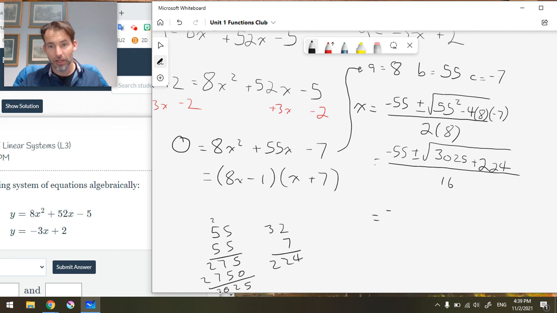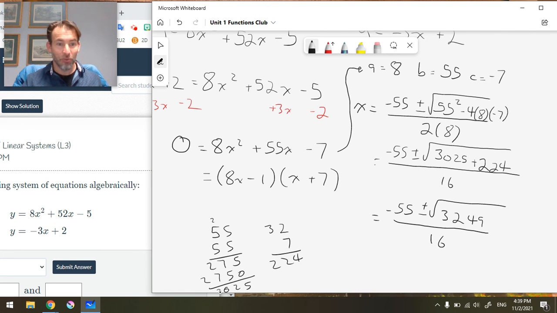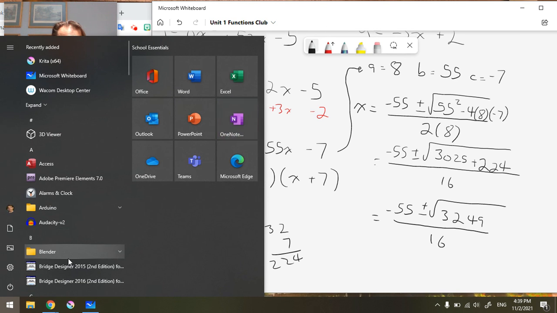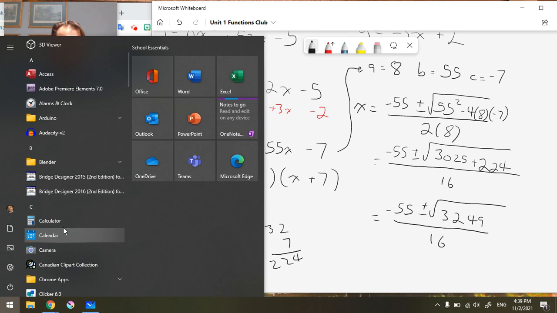This is equal to negative 55 plus or minus the square root of 3025 plus 224, which is 3249. That's going to be something squared with a 7 on the end. 27? No. 17? No. 40? I don't know. I will have to check with my handy dandy calculator.